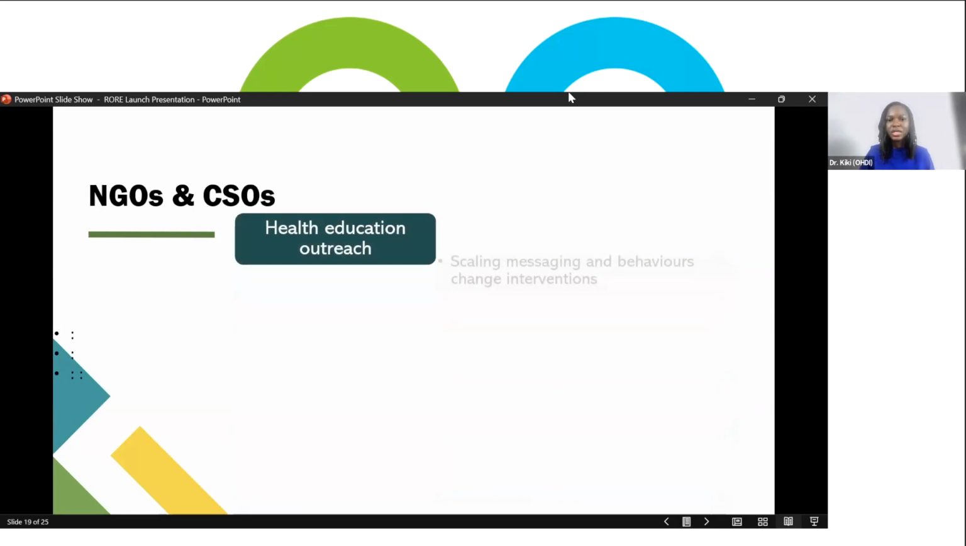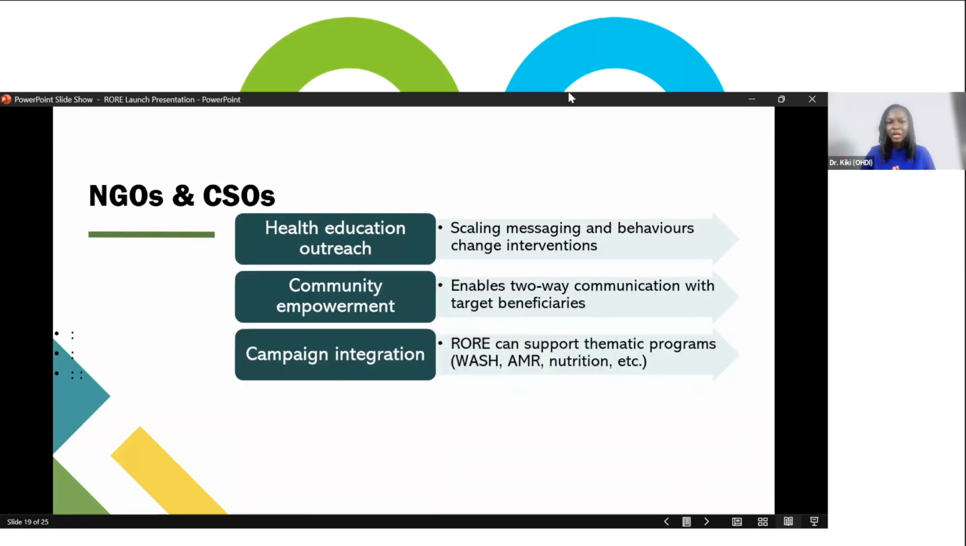Now, for NGOs, Rore is a very important tool because with Rore, you can scale your messaging and behavior change interventions. When you do your outreach to communities, to people, these three things that have been outlined here, Rore can act as a two-way communication.